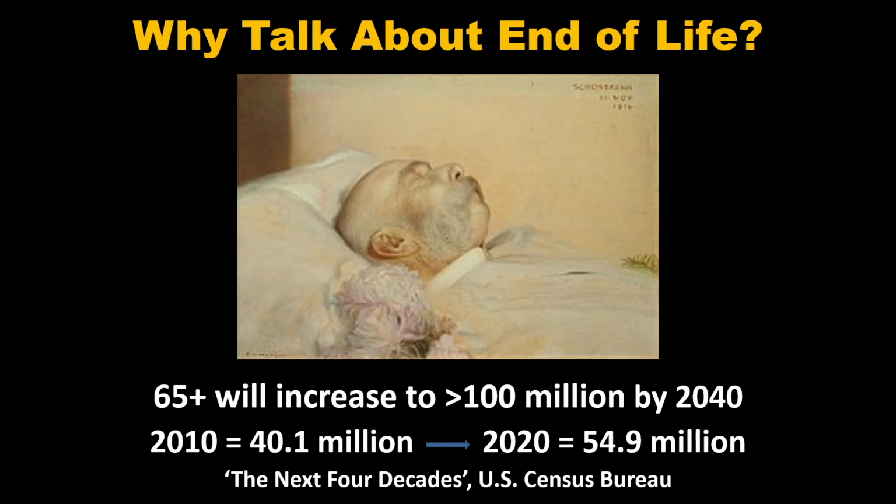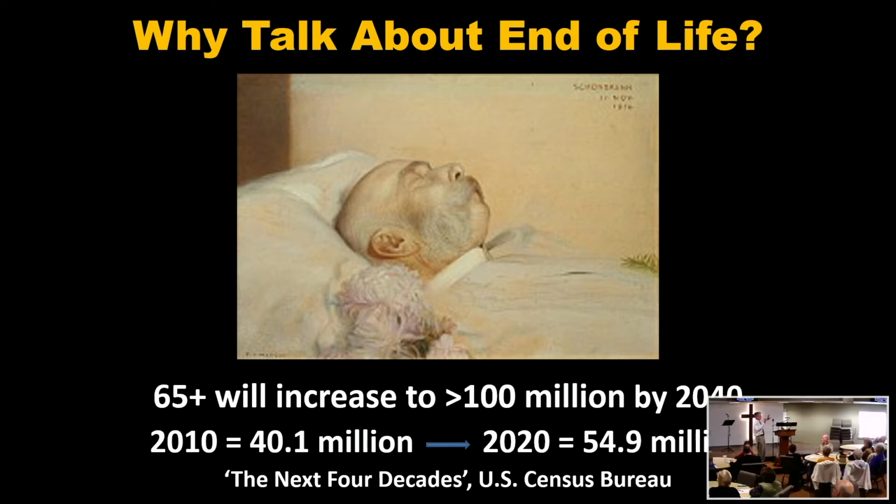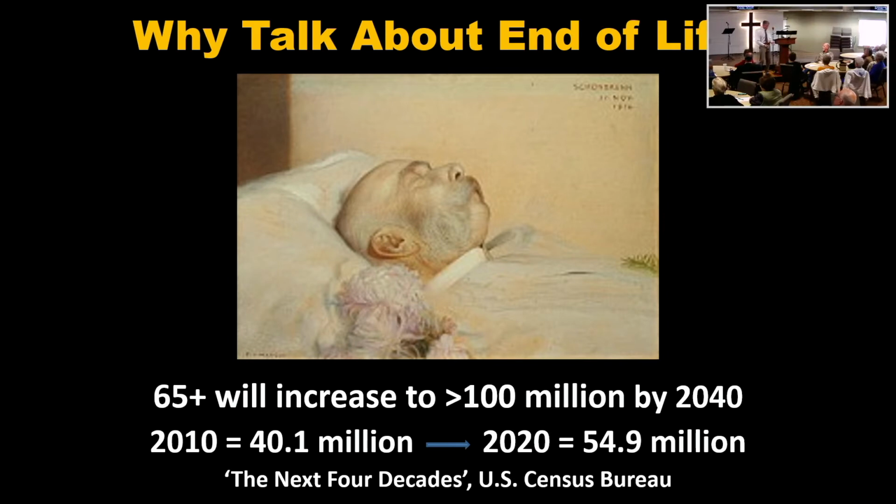Now, this is particularly germane to this group. In 2010, the Census Bureau did something called the next 4 decades. And what they said was there's 40 million people 65 and older. In the next 40 years, it will increase to 100 million. So guess what? In 2020, we did another census. And the 65-year-olds increased by 14.9 million. Right on track. At least this census knew how to count.